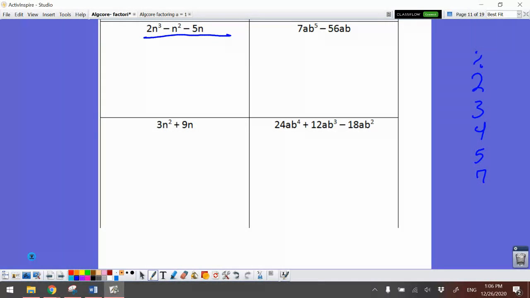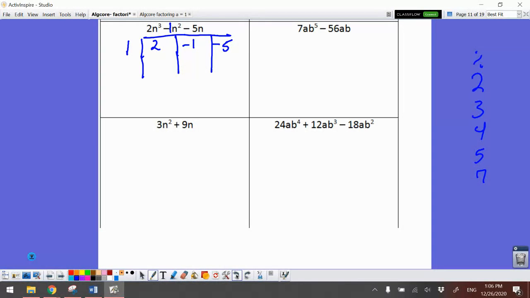All right, let's see how we did. So I have a 2, a negative 1, and a negative 5. I don't think I can do anything with those because 2 is prime, 5 is prime, and 2 is not a factor of 5. So I'm done. I don't have any factors other than a 1, and I don't even need to write that. So I can go ahead and just leave that out.